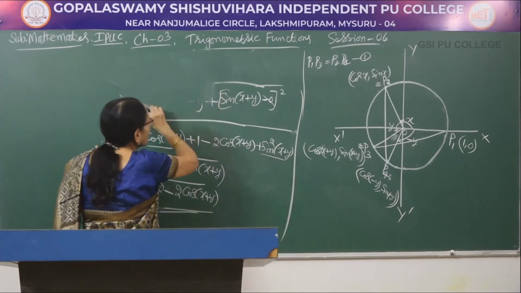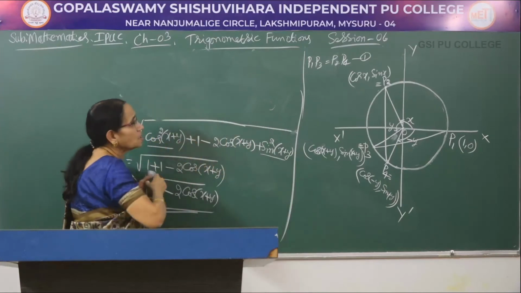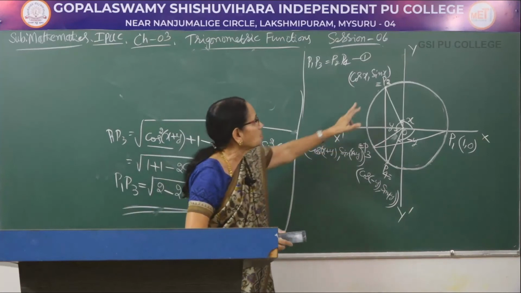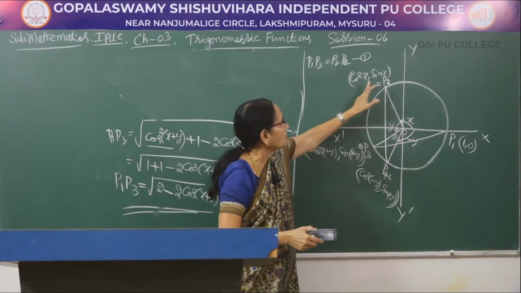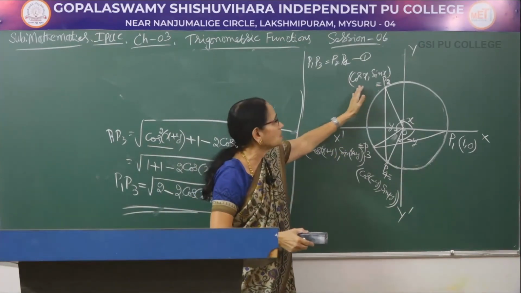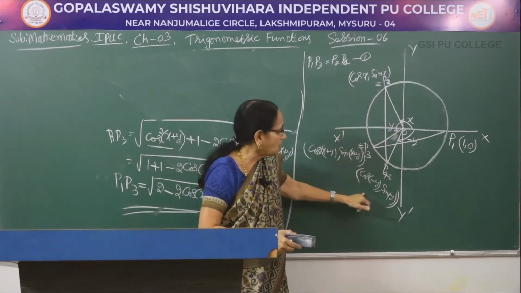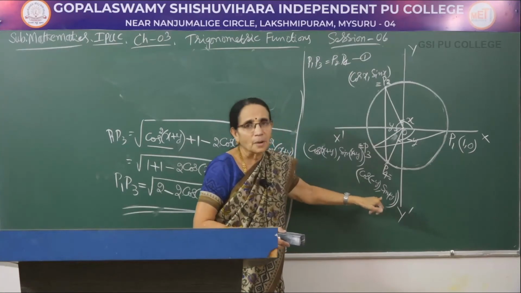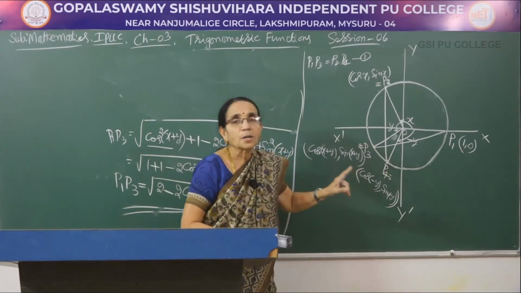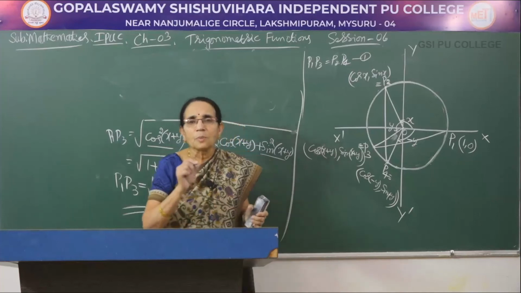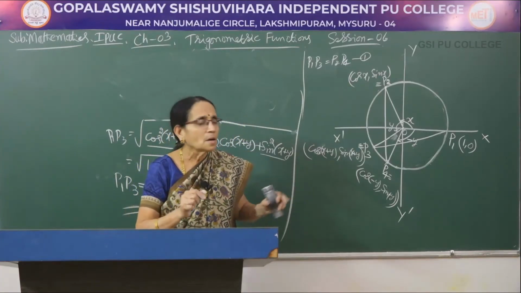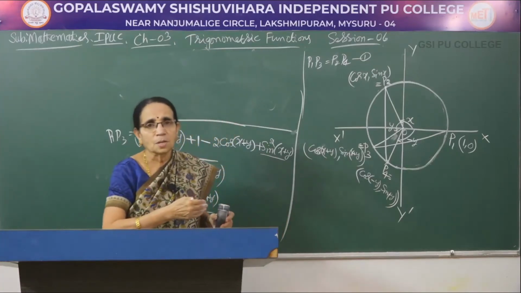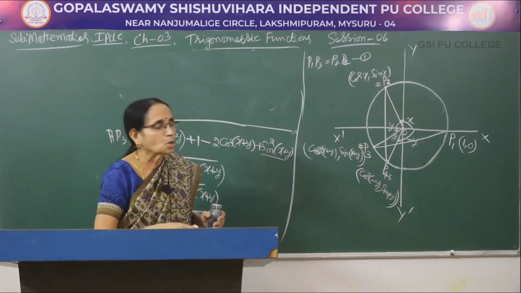Now, let me calculate the other distance P2 P4. Now, come to the figure again. P2 means this point cos x comma sin x, that is x1 comma y1. P4 is cos of minus y comma sin of minus y. So, again I use the information cos of minus theta is cos theta, sin of minus theta is minus sin theta. See, in one derivation, so much of information we are using here.